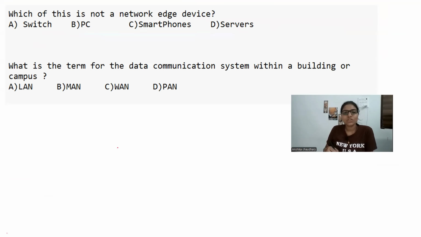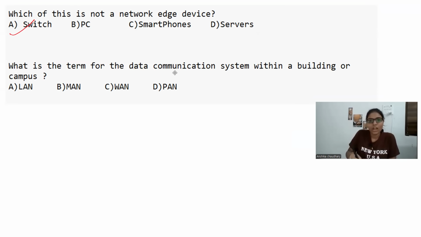So the next question is, which of these is not a network edge device? Switch, PC, smartphones, or servers? Switch is not a network edge device because a switch just needs electricity to work or to start, right? But all the other things, PC, smartphone, and servers, they want a network, right? All right, so let's move on to the next question.